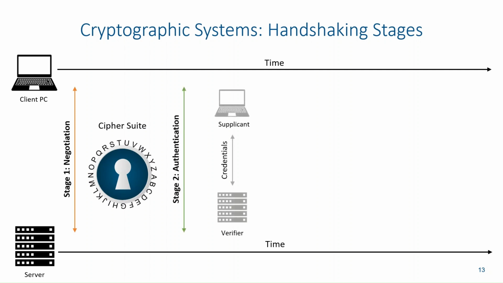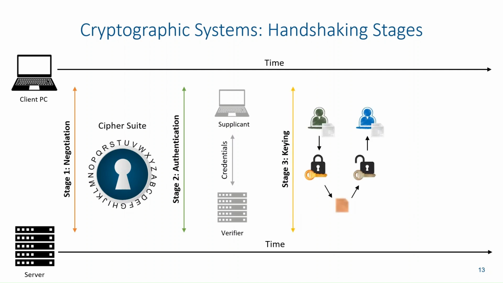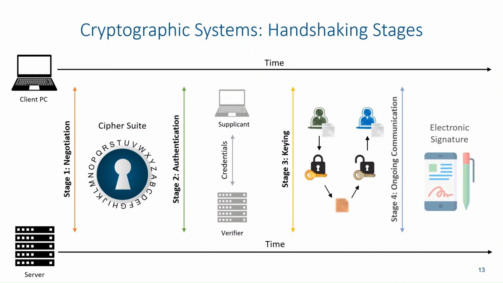Stage 2 is authentication. So authentication involves a supplicant, a verifier, and credentials. So the supplicant is the one who's going to prove their identity by using their credentials, such as a password or multi-factor authentication. And the verifier is going to either choose to accept or reject the supplicant based on the credentials. The third stage is key exchange, which is the secure delivery of secrets between 2 parties. Now we will talk about this much more in detail in a later video.